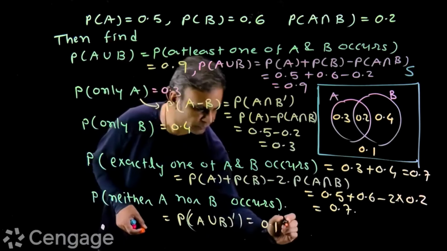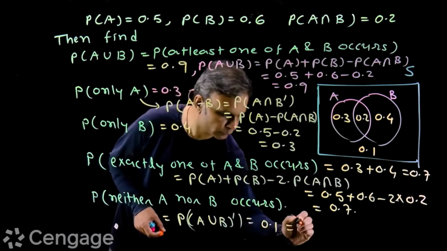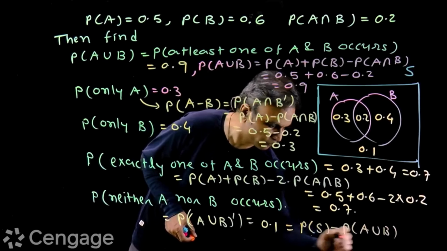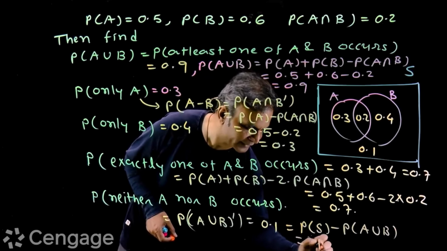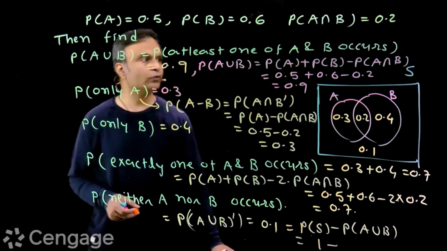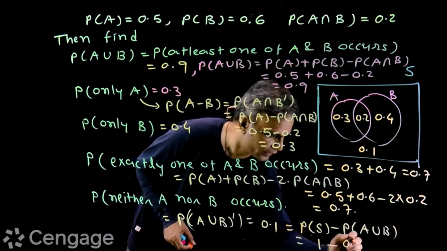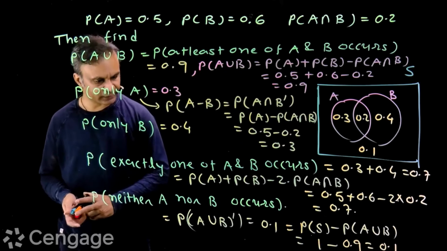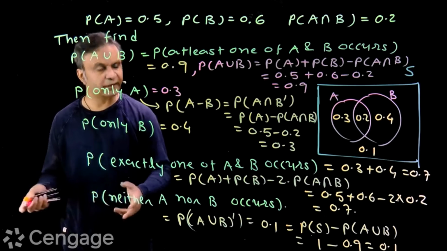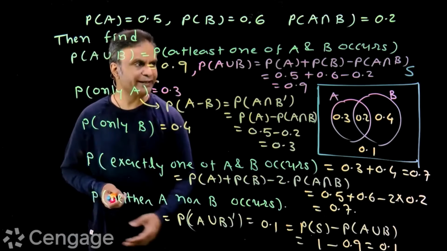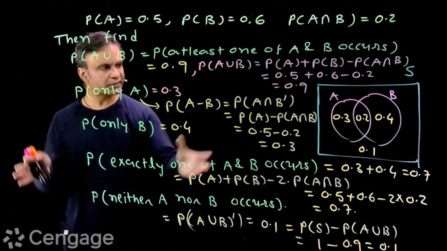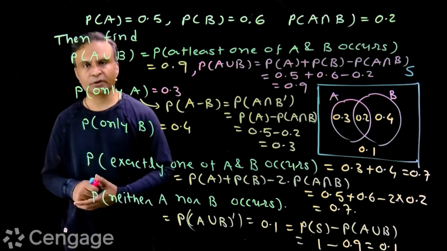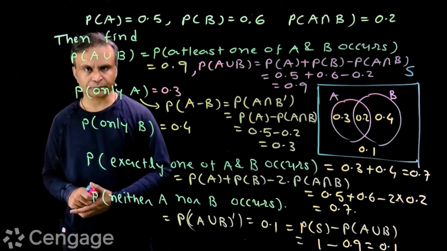ओके, using concepts of set theory, this is equal to probability of S minus probability of A union B. Probability of sample space S is 1. Probability of A union B is 0.9. So this is equal to 0.1. ठीक है ना, तो neither A nor B इस इवेंट का जो प्रोबेबिलिटी है वो क्या होगा 0.1 हो जाएगा. तो हम दोनों तरह से कर रहे हैं. We are using Venn diagrams as well as formulas, the addition theorem of probability.